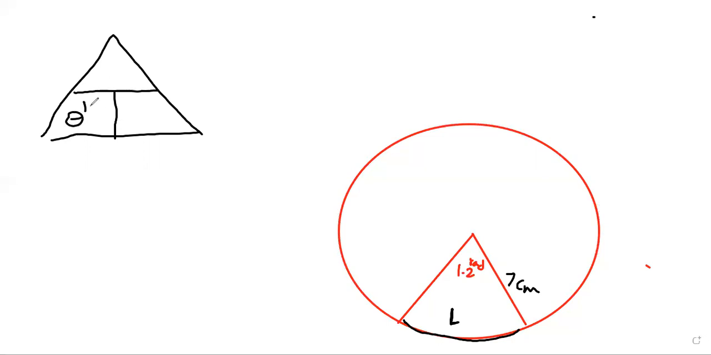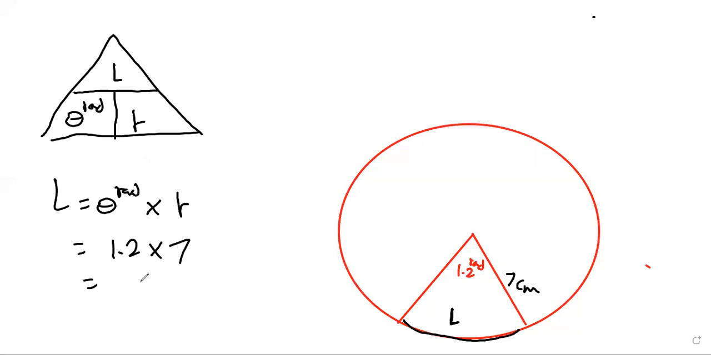Because theta radian equals L divided by R, and I want to find L, so L, the length of the arc, equals theta radian times R. So theta radian is 1.2, times 7. 1.2 times 7 is 8.4 centimeters. Did you get it? Yes. Mariam, did you get it? Yes.